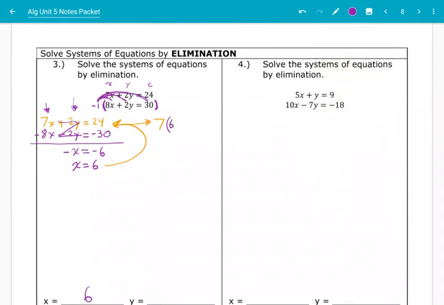Again, give yourself a little bit more room. 7 times 6, there we go, plus 2y equals 24. So let's multiply that. That is 42 plus 2y equals 24. Let's subtract 42 from both sides. That goes away. I've got 2y equals, let's see, 24 minus 42.